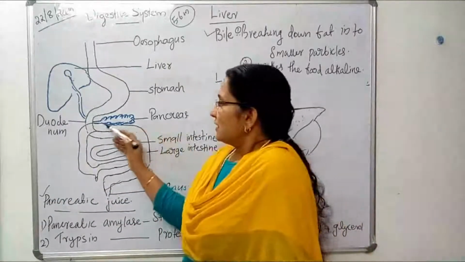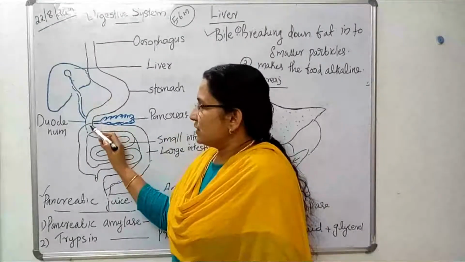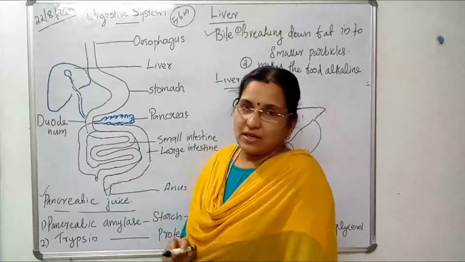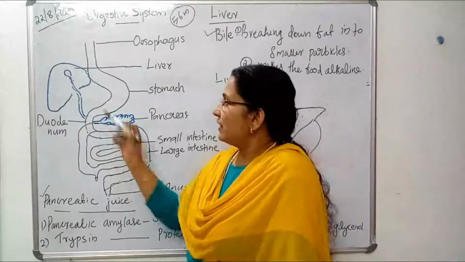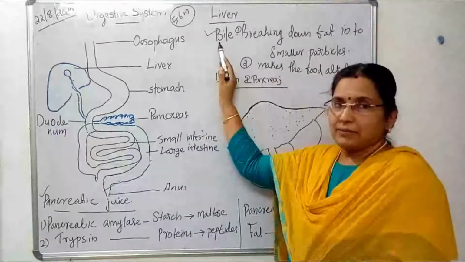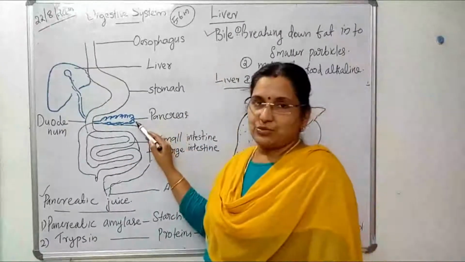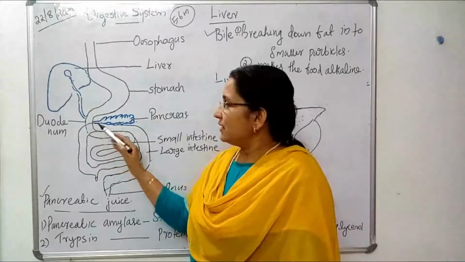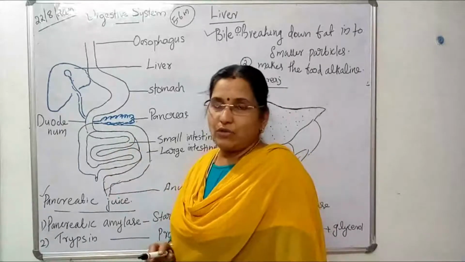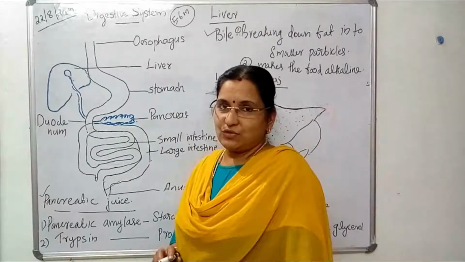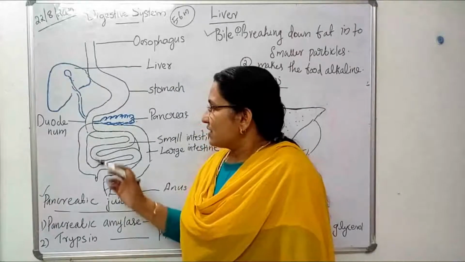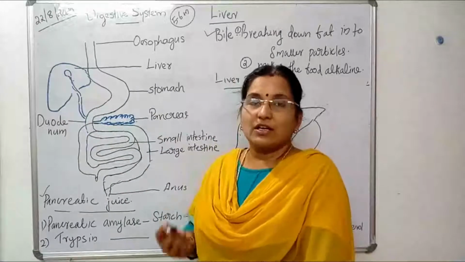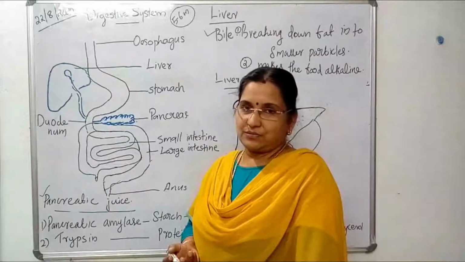Yes, all these reach the duodenum through a common duct. So what all things? The secretions produced by the liver, that is known as bile, and the pancreatic juice also reach the duodenum, and they play a major role in the digestion of food materials. So we can see what is the role of bile as well as the pancreatic juice, and what are the components of pancreatic juice.